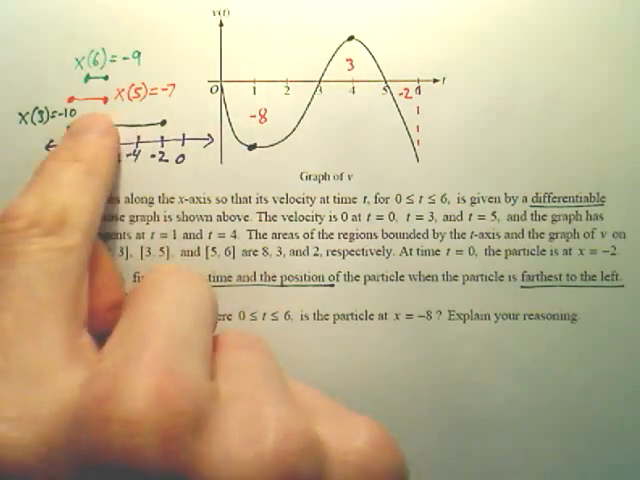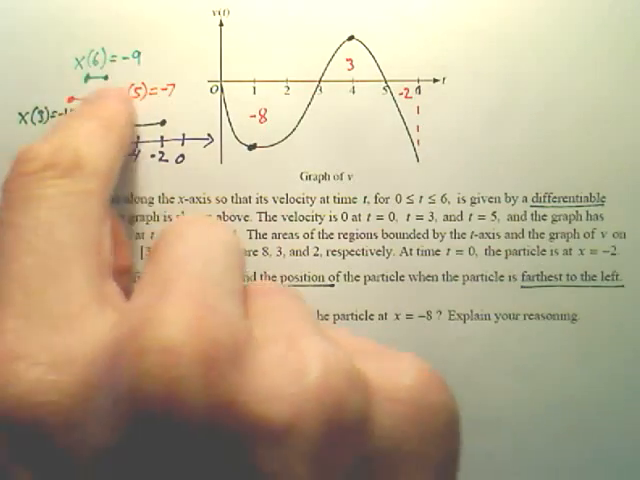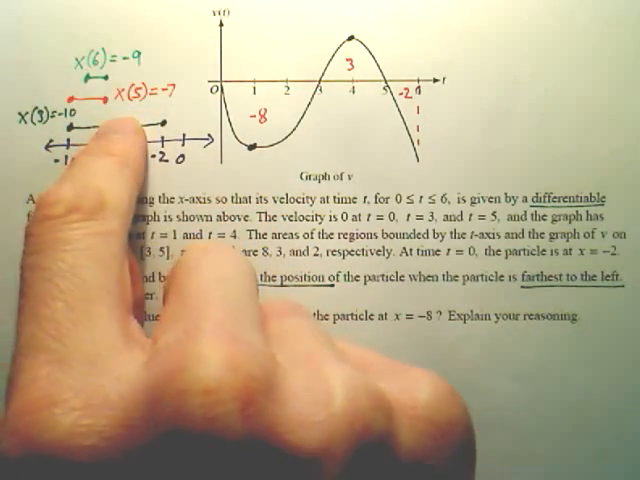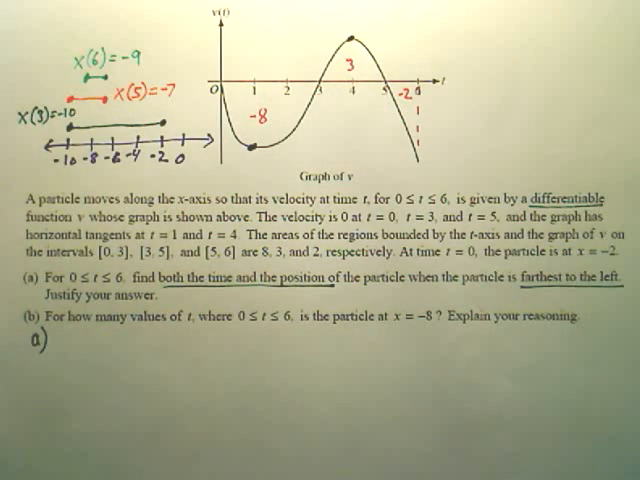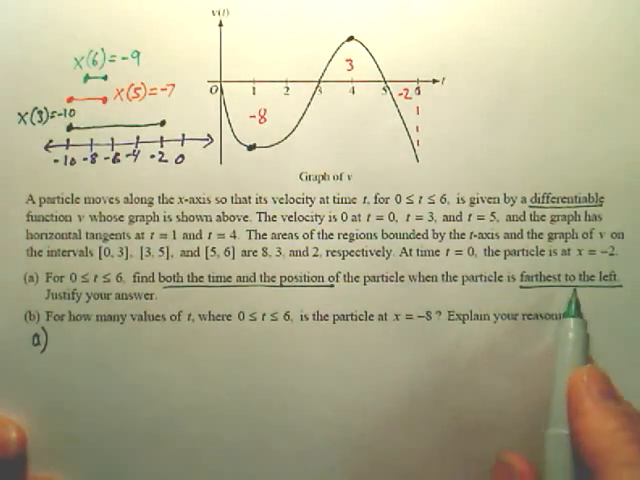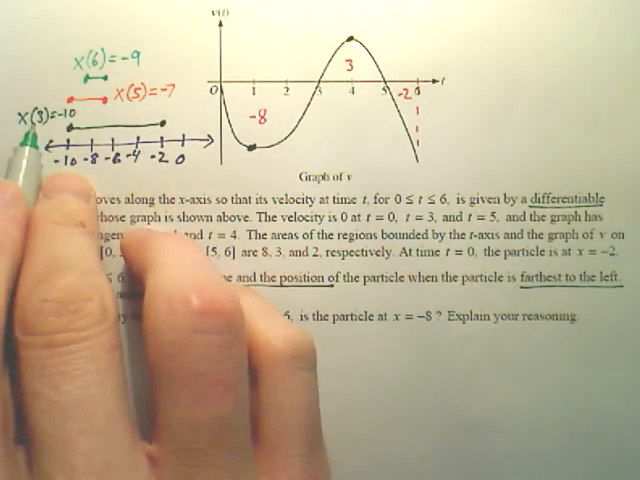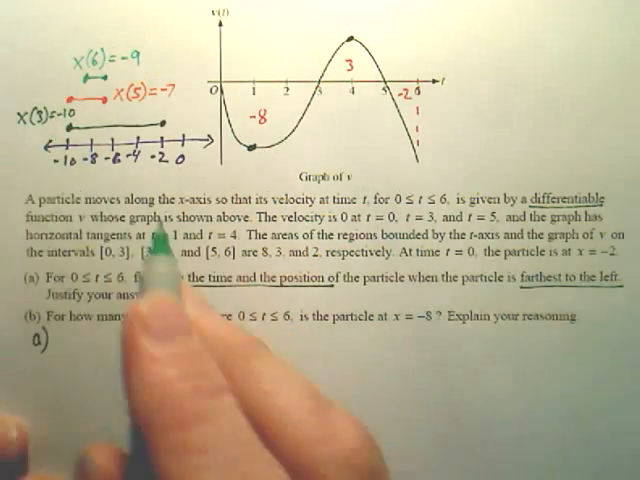So this is my little picture according to these areas. These are my x of values, because of the area under the curve there. Now looking at this, where is it farthest to the left? That's pretty obvious. X of 3 is -10. We're done.